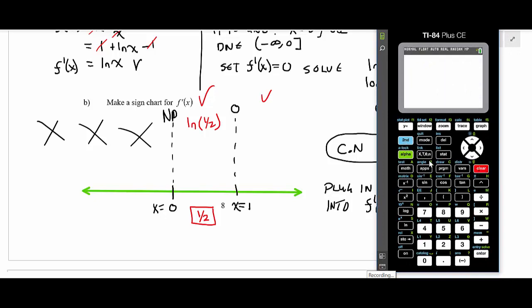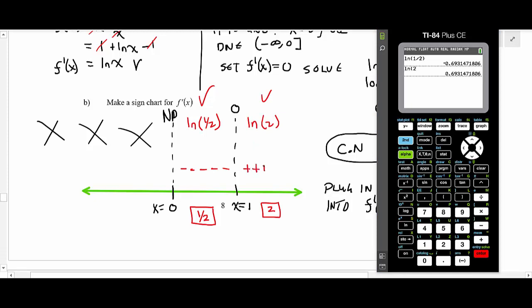I'm going to do this on the calculator. If you go ln of 1/2, you're going to get a negative number. Anytime you do a logarithm of a number between 0 and 1, you're going to get a negative number. So I'm going to write down that that's all negatives in there. Then I'm going to do a test point bigger than 1. Let's do 2. The ln of 2 will give me a positive value. Anytime you do an ln of a number bigger than 1, it's positive.